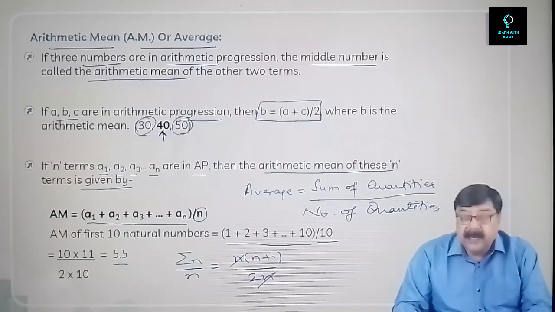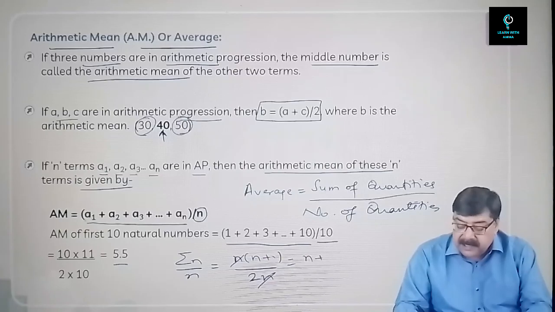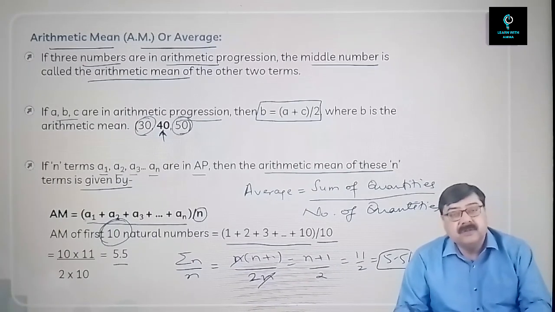N gets cancelled here in the numerator and denominator. It becomes n plus 1 by 2. And the value of n here is 10. So it shall be 11 by 2, which is 5.5. So this is another way in which you can solve this.